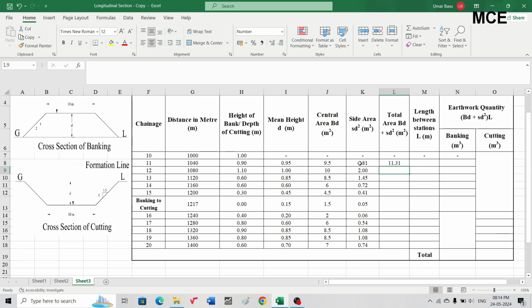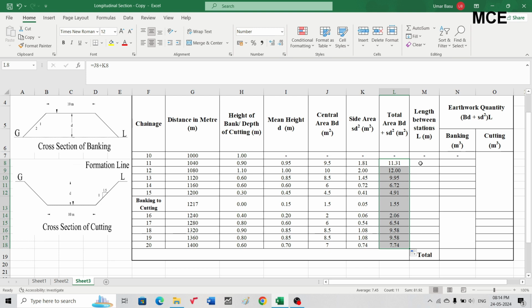Press enter and you will get the total area between chain age 10 and 11. Then select this 11.31 and drag it till the last row and you will get the total area for the rest of the chain ages.